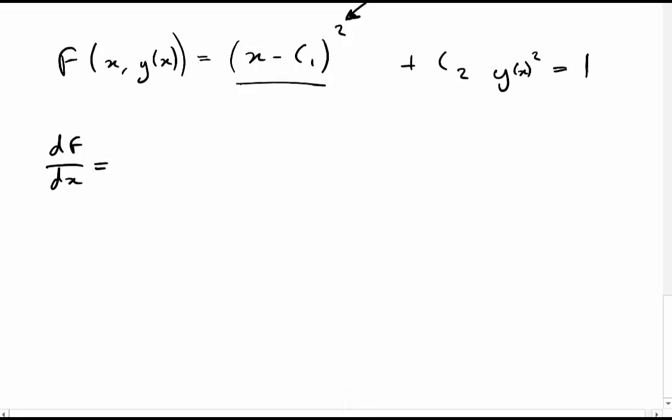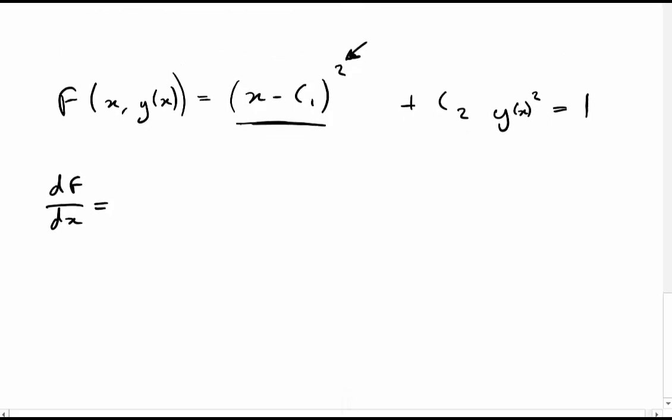What do I get? Well, I get the derivative of this thing. I can just use the chain rule for that. I can differentiate the outside and leave the inside, which is the x minus c1, alone. So I just treat this as kind of like one variable. So it's just 2, lots of the inside left alone, to the power of 1, multiplied by the derivative of the inside. What's the derivative of the inside with respect to x? This is a constant, so it's just going to be 1 anyway. So this is just the derivative of that first thing.